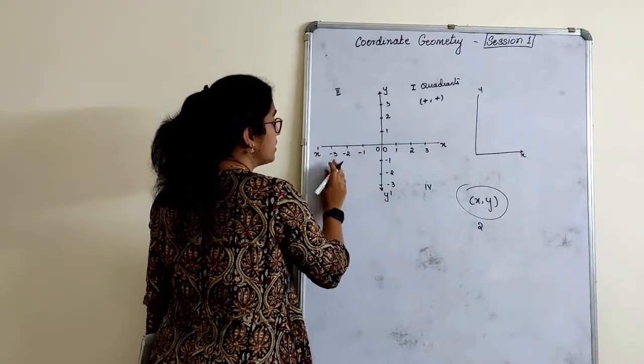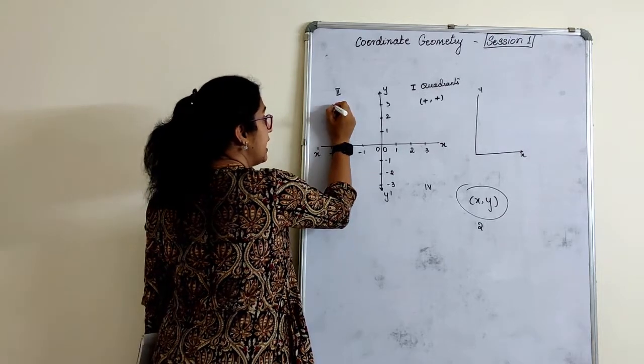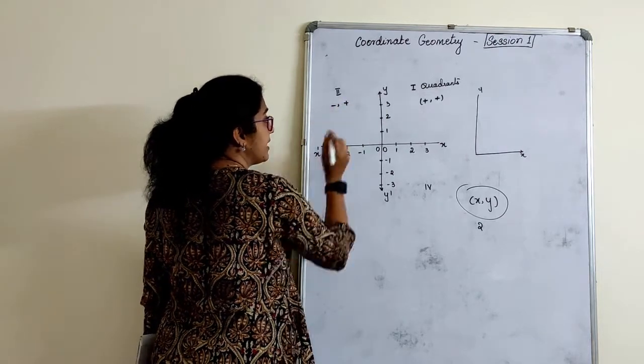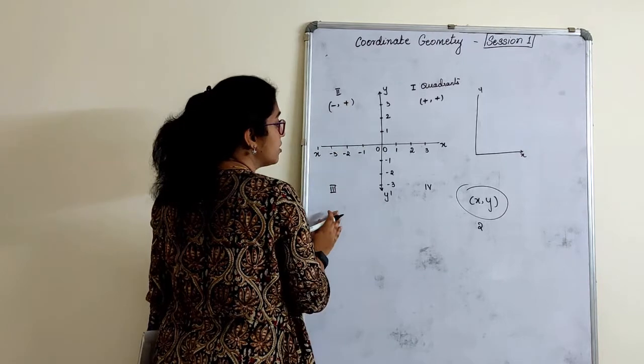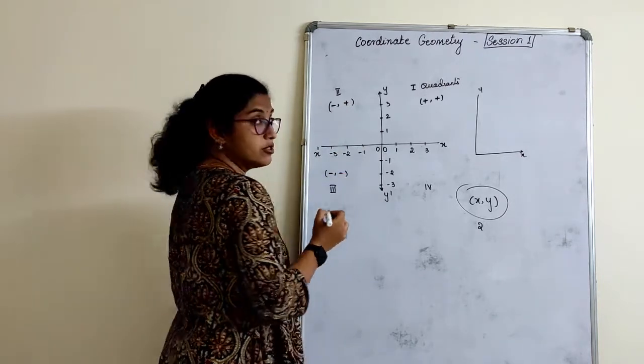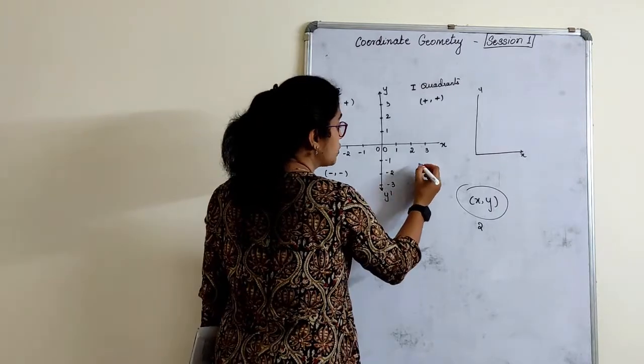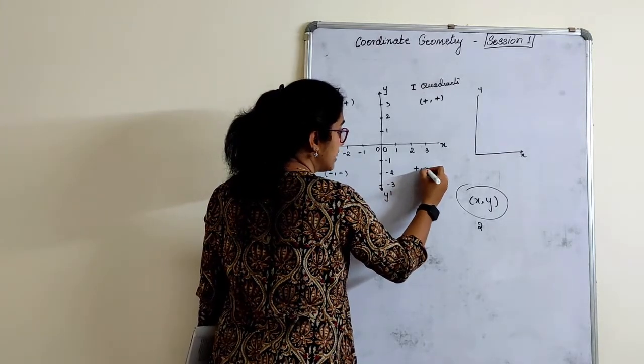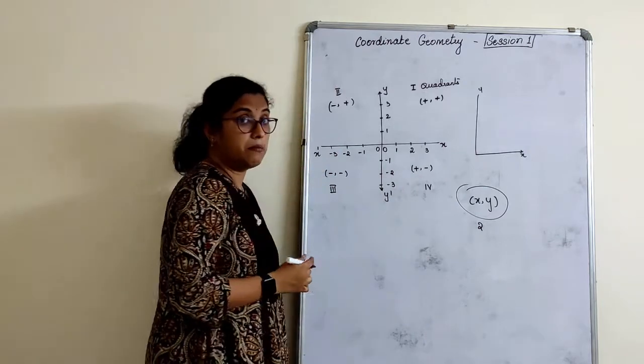Come to the second quadrant, first always x-axis. X is minus, y is plus. Come to the third quadrant, x is minus, y is also minus. Come to the fourth quadrant, x is plus and y is minus.